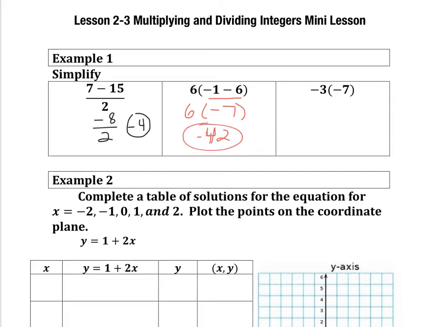And in the next one, I have a negative times a negative. So there's two, or an even number of negative signs. So it goes back to being positive. Negative 3 times a negative 7 is going to be positive 21.